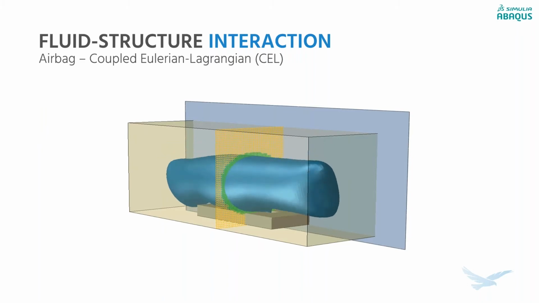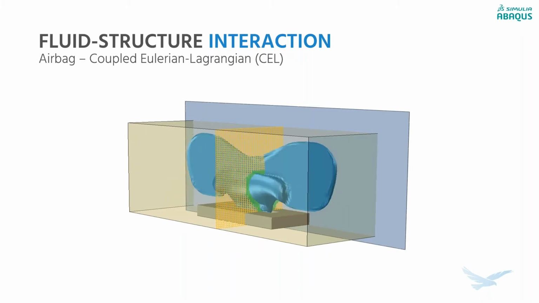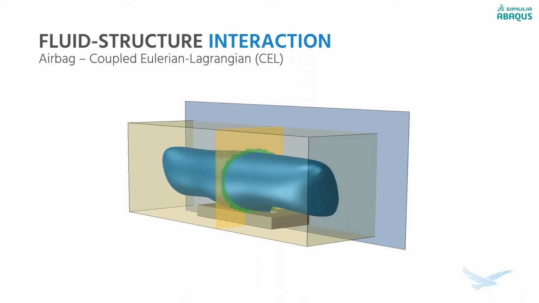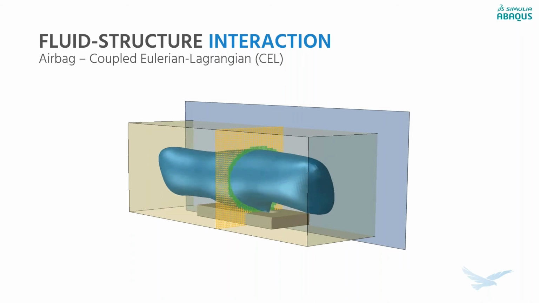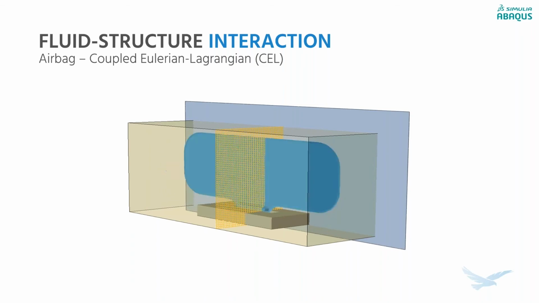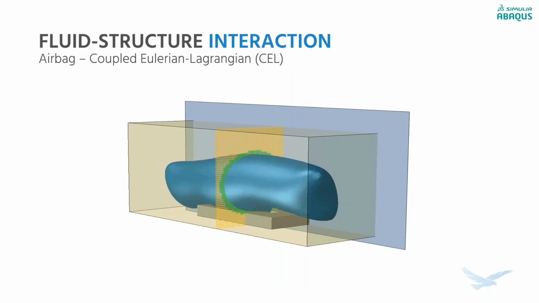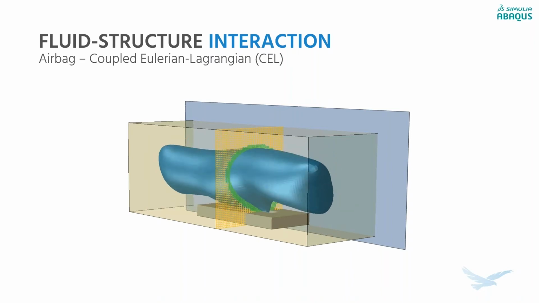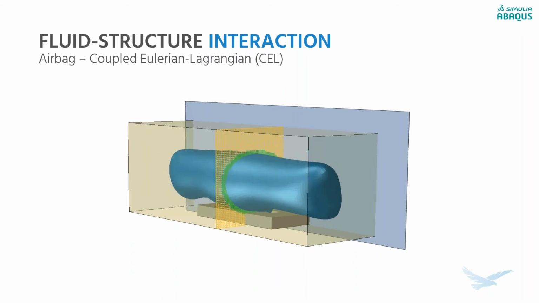And then another air problem, pretty similar, but this one's using a more flexible structure. We're looking at this airbag inflating. Okay, so this is the CEL technique, and it's one of the most common approaches for fluid structure interaction problems. When a fluid structure interaction or an FSI problem comes up, it's usually one of the first methods that you want to consider.